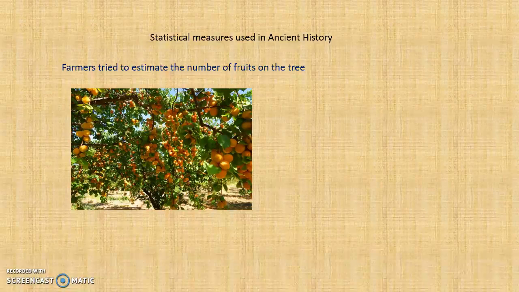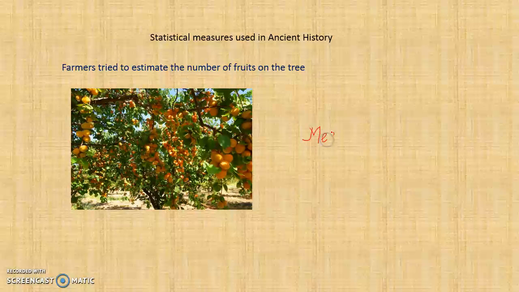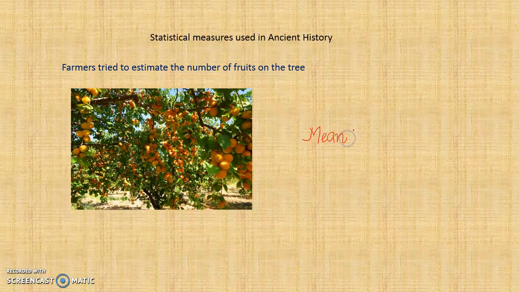Before we take an insight into these techniques, let us look at the usage of statistical measures which has been happening even in ancient history. This goes back to the time when farmers needed to estimate the number of fruits on a tree. The farmer would count the number of fruits on one branch and then multiply this by the number of estimated branches to get an approximate count of the total number of fruits on the tree. The statistical tool used at this stage is mean. In this slide, we will have a look at what mean is and how it is useful in analyzing data.